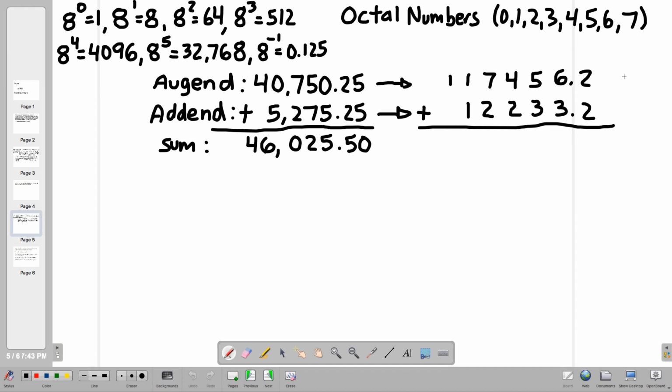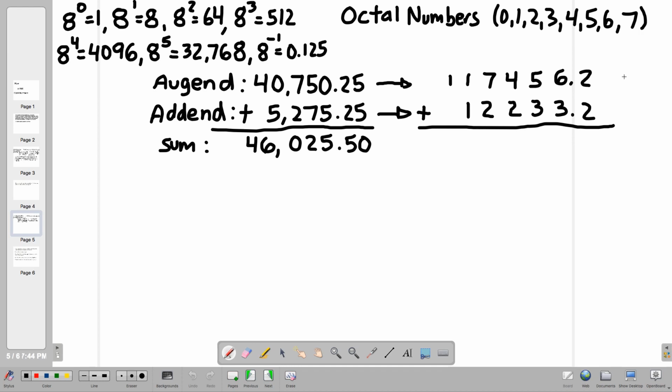As we look towards the right, we have for the value 40,750.25 its octal representation, which is 117456.2. And for the addend, the value 5,275.25, its octal representation is 12233.2. The notes at the top left, we have already reviewed in the previous slide, but there's one additional value that we want to look at. It's 8 to the minus 1 power. Its value is 0.125, and it's going to come in handy when we compute the digit behind the decimal point.